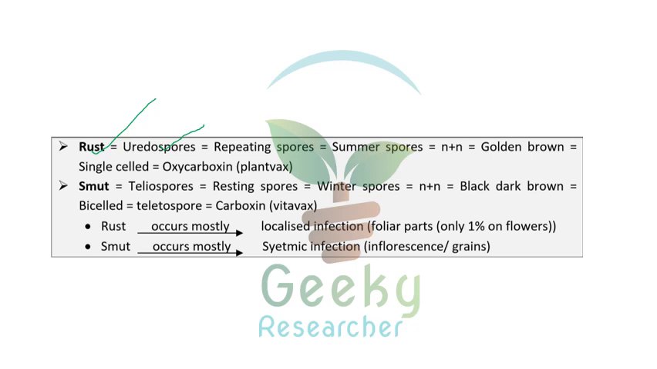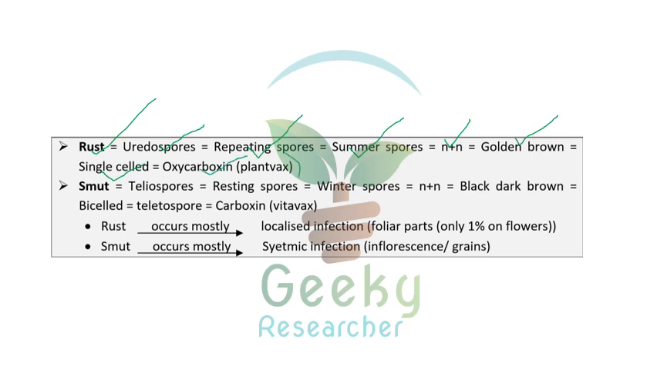Uredospore is otherwise called a repeating spore, otherwise called a summer spore, which is n+n in condition. Uredospores are golden brown in color, and they are single celled. For the management of rust, we can recommend carboxin.